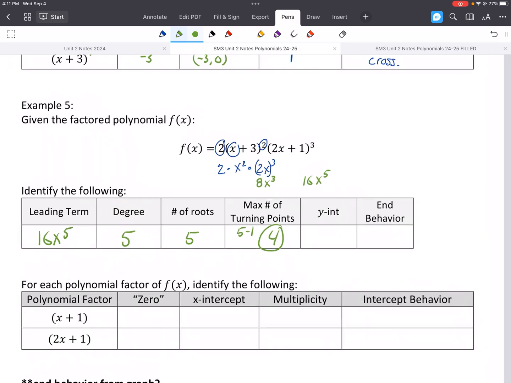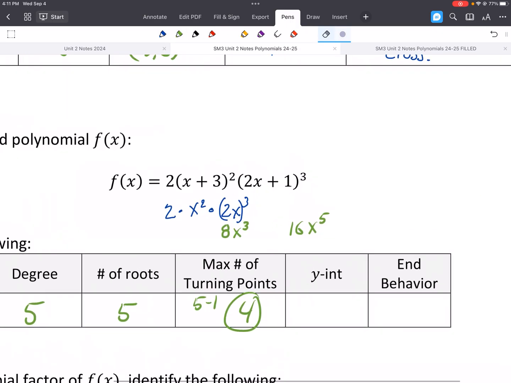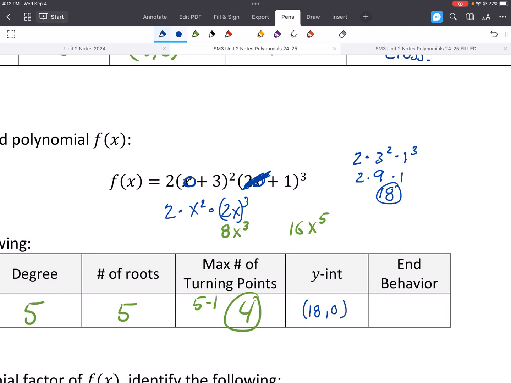The y-intercept, so I have to watch this one again. It's kind of new. So again, we just end up putting zeros in for our x's. So we'd end up getting 2 times 3 squared times, again, this is going to be gone, so just 1 to the third. And 2 squared is 9, so 18. So 18, comma 0.